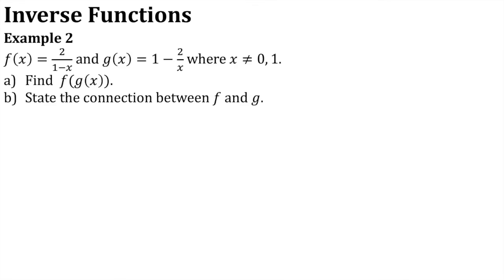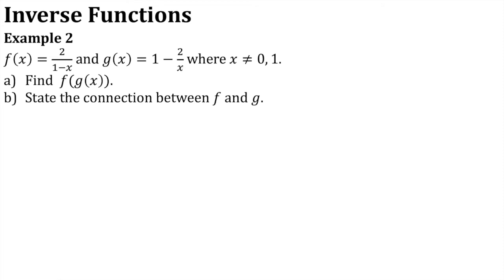Now let's look at a second example. We've got f of x equals 2 over 1 minus x, and g of x equals 1 minus 2 over x. And we're told that x can't be equal to 0 or 1. So that's the domain, and it can't be equal to 1, because if it was, this would be dividing by 0, we can't do that. And likewise here, if this was 0, we would be dividing by 0, again we can't do that.